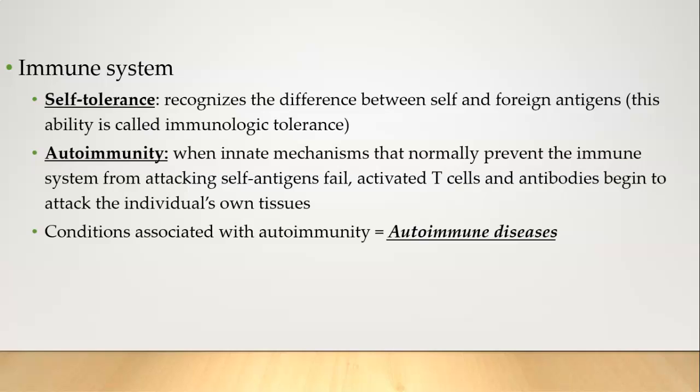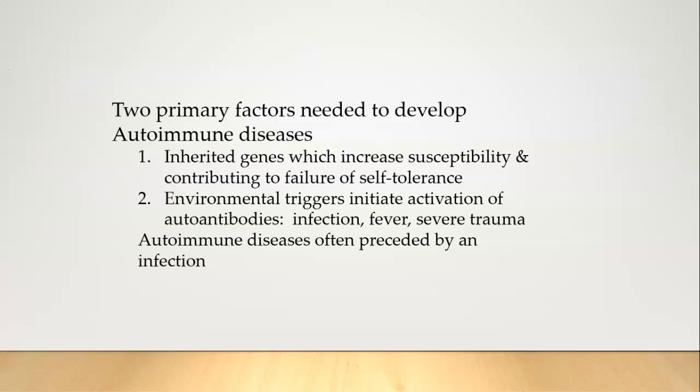Autoimmunity is when innate mechanisms that normally prevent the immune system from attacking self-antigens fail. So all of a sudden something goes haywire, and instead of protecting the body, it starts attacking the body. Activated T cells and antibodies begin to attack the individual's own tissue. Conditions associated with autoimmunity equal an autoimmune disease.